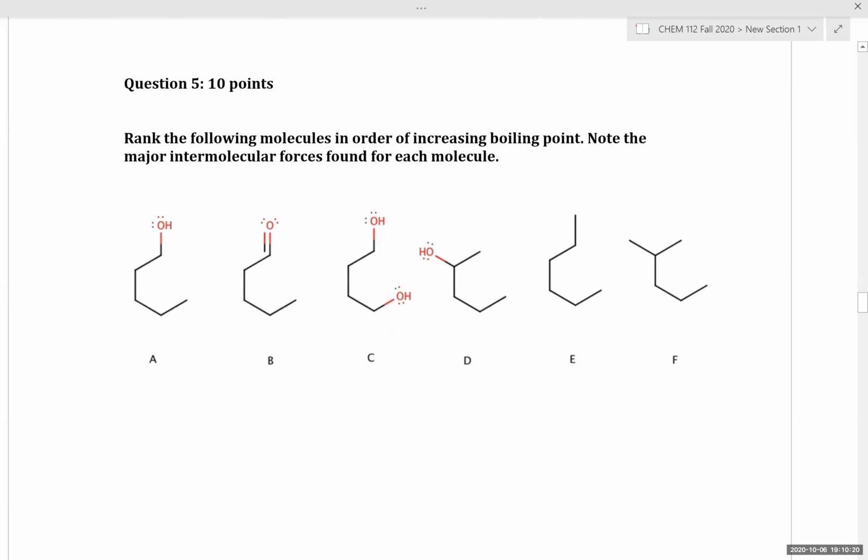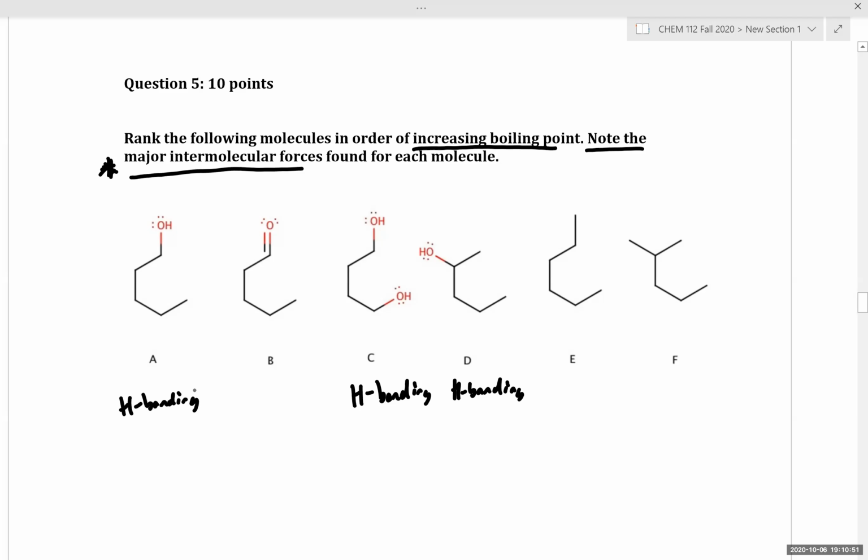Okay, for question 5, we have to rank the molecules in order of increasing boiling point and note the major intermolecular forces. A lot of students skipped the second part and they lost points because of it. So again, make sure to read the question fully, answer every part of the question. So compound C primarily participates in hydrogen bonding. Same for compound D and compound A.